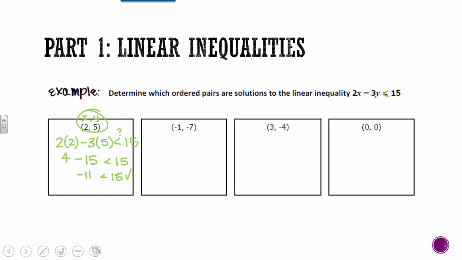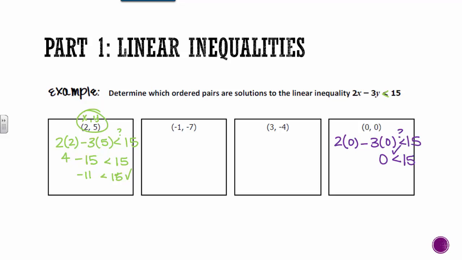Let's try one more together. Let's try 0, 0, nice easy one. Plug in 0, it's a minus, not a plus. We get 0 is less than 15. Yay, that works. So that would also be in the region.